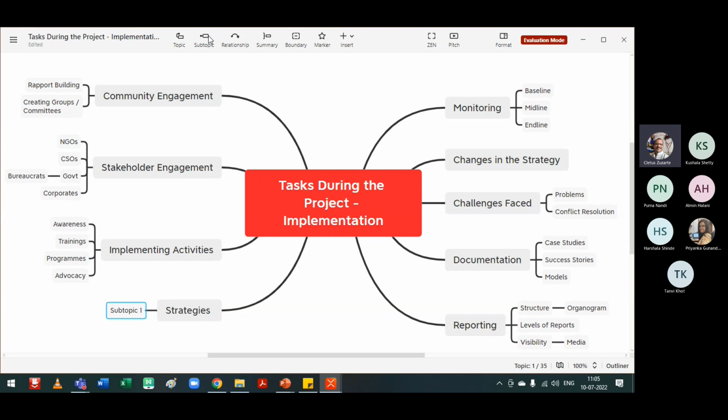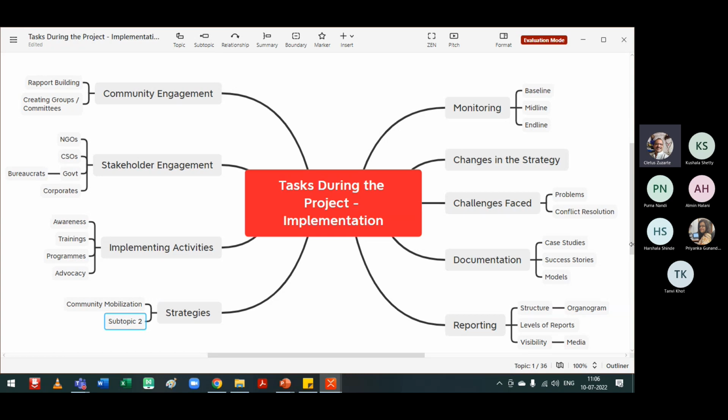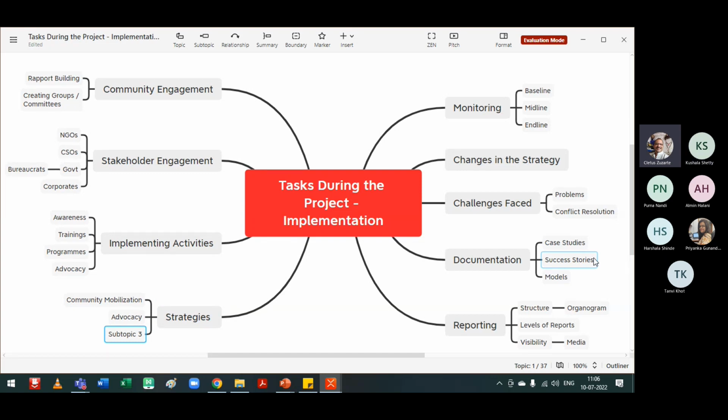Anybody else would like to add to whatever is being done here? So strategies, just for your sake, I'm writing, for example, community mobilization. Okay, community mobilization is a strategy. Can you give me some more strategies that you would like to look at? Say advocacy. If you are an organization, you can look at advocacy as a strategy, or you can look at livelihood and maybe course correction. Yes, course correction.